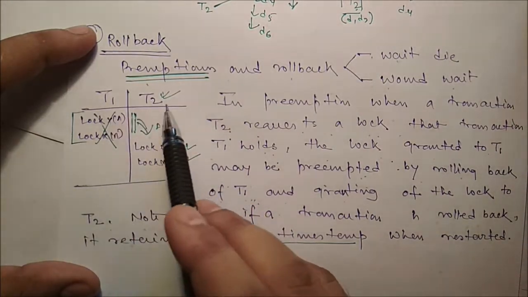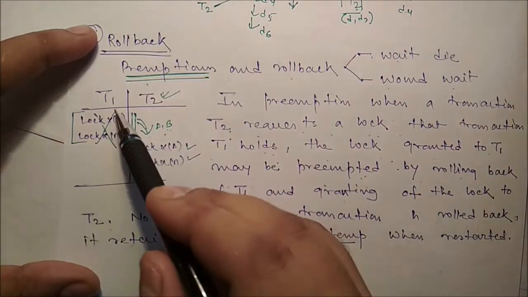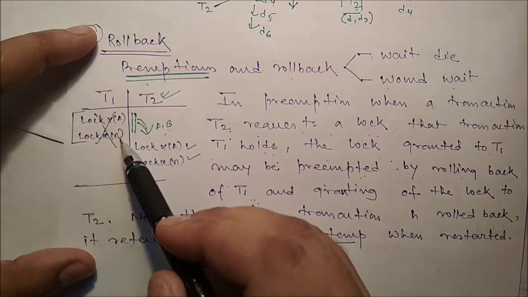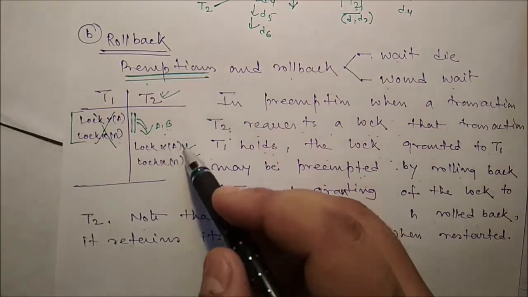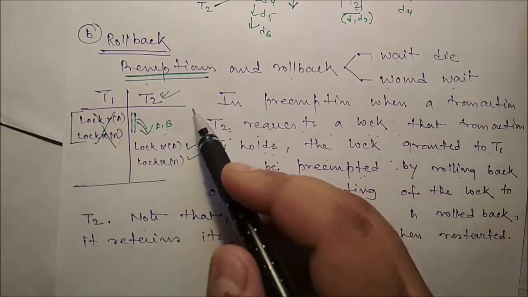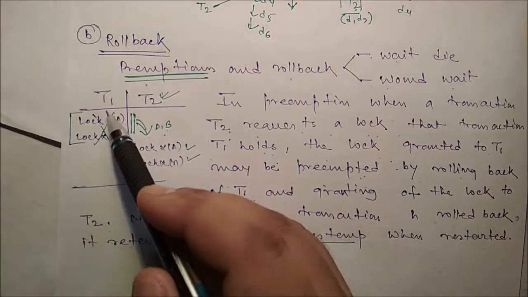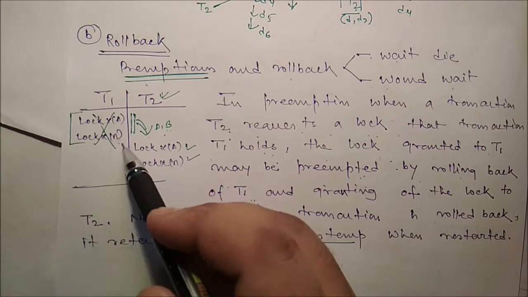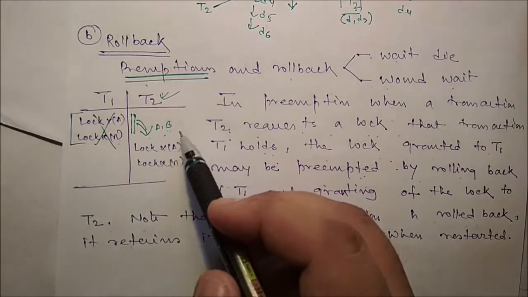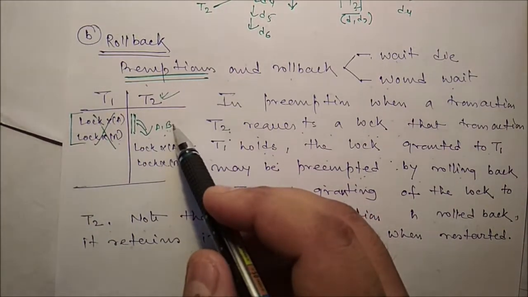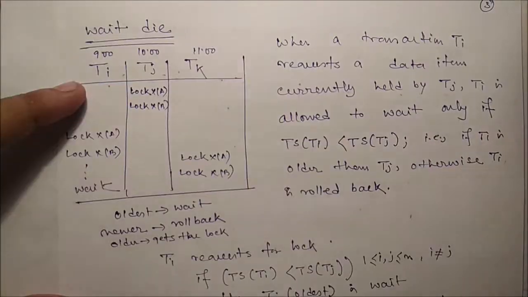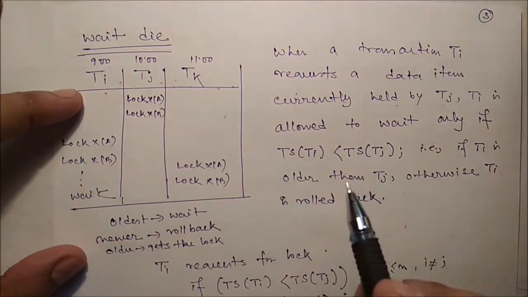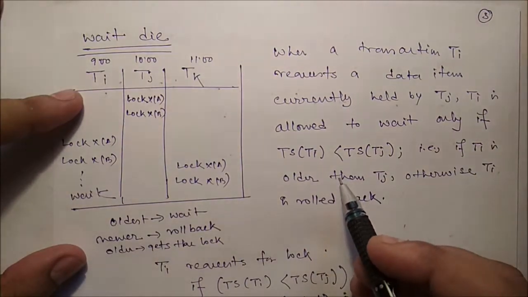Now T1 and T2 are running. T1 is already using A and B, and it has the permission on A and B, but at the same time T2 needs A and B. So what does preemption mean? T1 rolls back its transaction, and now T2 can hold the locks on A and B.